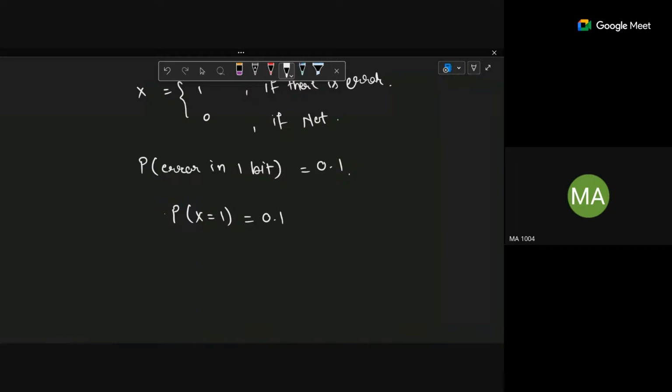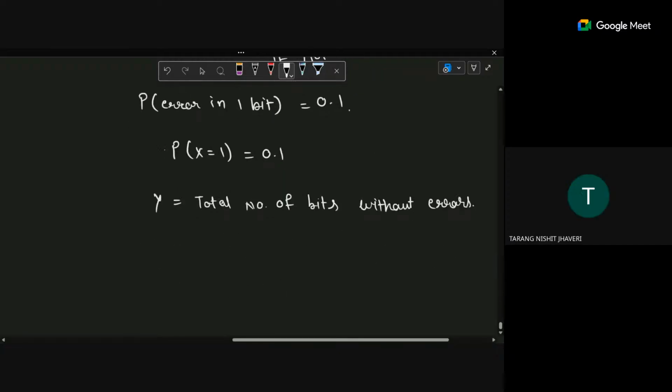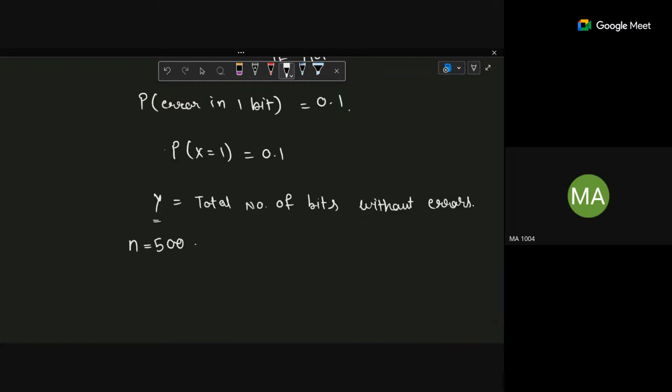Okay. Now, what is y given here? They have given that y represents the total number of bits without an error. So just tell me how many bits you were checking? 500. So n is equal to 500 and y is denoting the total number of bits without error. That means the probability x is equal to 0, that is without error, is 0.9. Okay, fine.